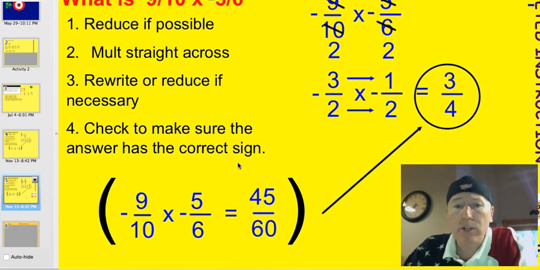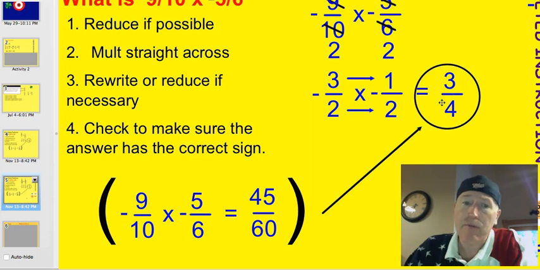And again, if you don't want to reduce it, you can multiply straight across. Negative 9 times a negative 5 is a positive 45. Negative 10 times a negative 6 is a positive 60, and then you're sitting at 45/60. And when you reduce that, you divide by 15, you would end up with a positive 3/4.